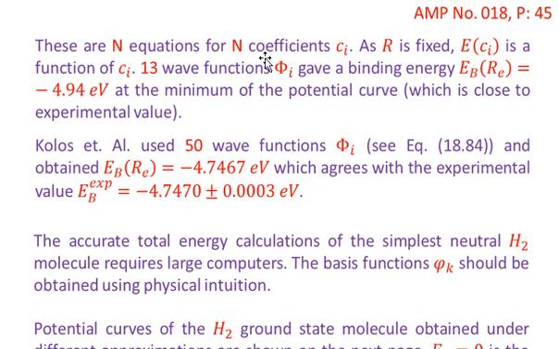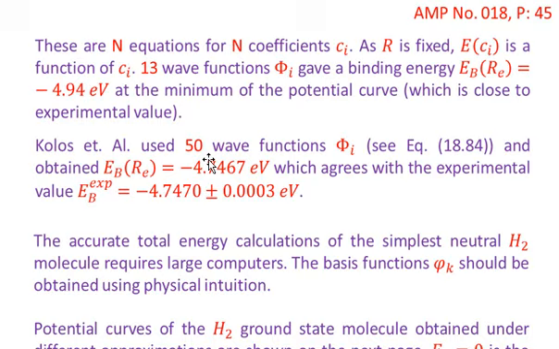These are the n equations for n coefficients Ci. As R is fixed while optimizing, E of Ci is also a function of Ci. 13 wave functions phi I gave a binding energy of EB at its equilibrium value equal to minus 4.94 electron volt, of course at the minimum of the potential energy curve, which is close to the experimental value.